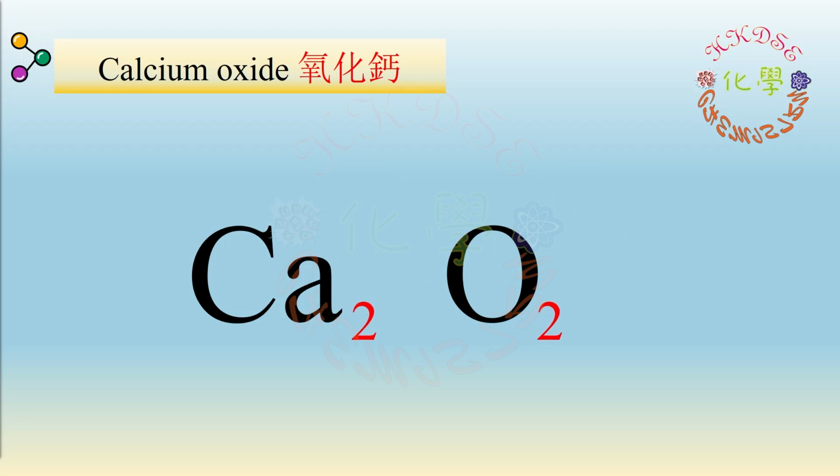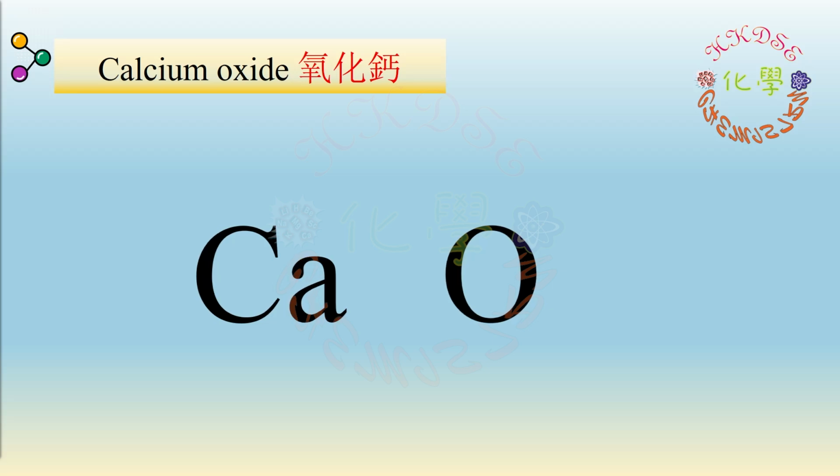We should get the following formula: Ca2O2. But 2 to 2 can be reduced to 1 to 1. Omit the number 1 for calcium and oxygen. Therefore, the formula is CaO.